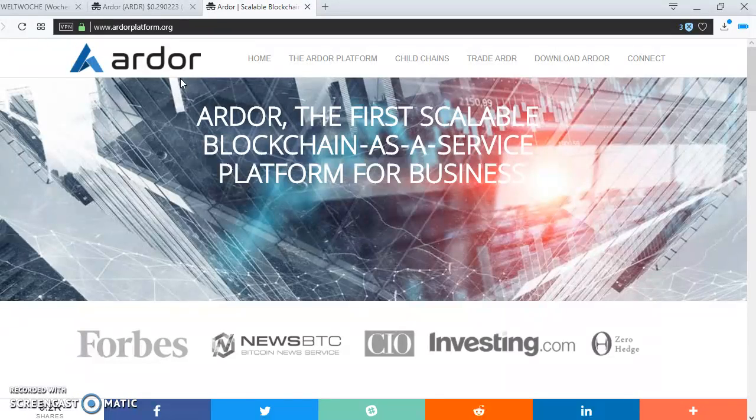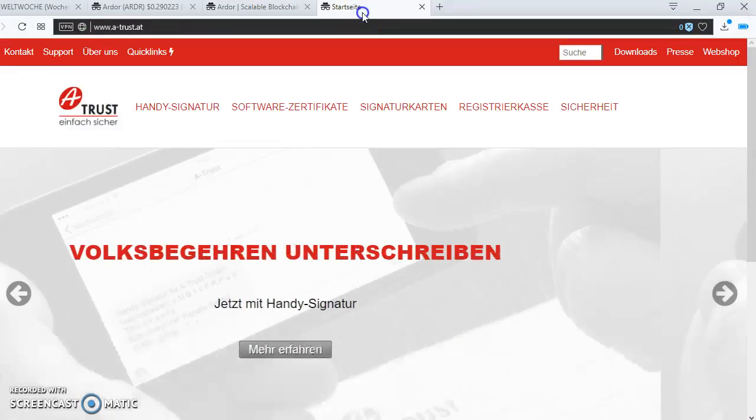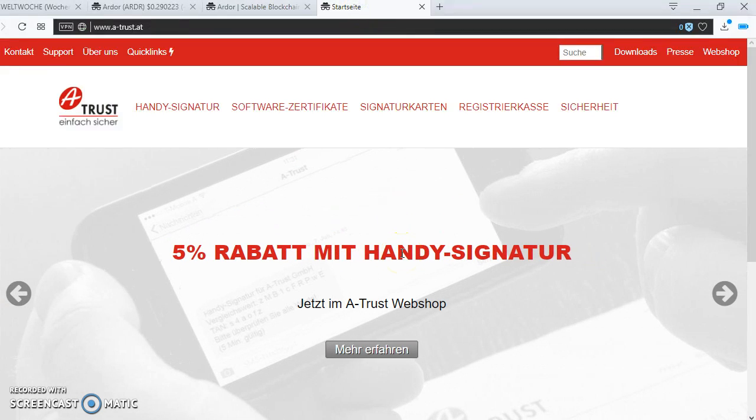Another thing again about the ARDOR platform is that they've actually entered into a relationship with a platform called A-Trust. Let me show you. The partnership with A-Trust is a kind of group that helps with issues of data verification and all that. You can check their website if you know about Austria. It's based in Austria.